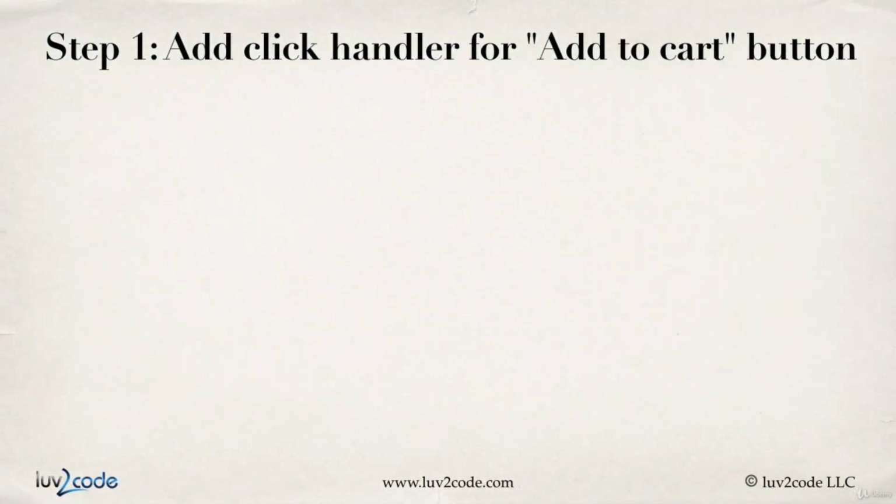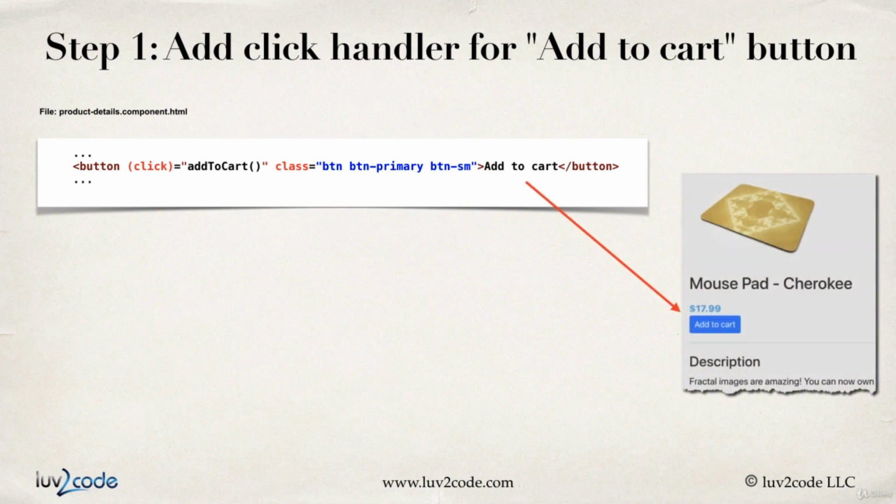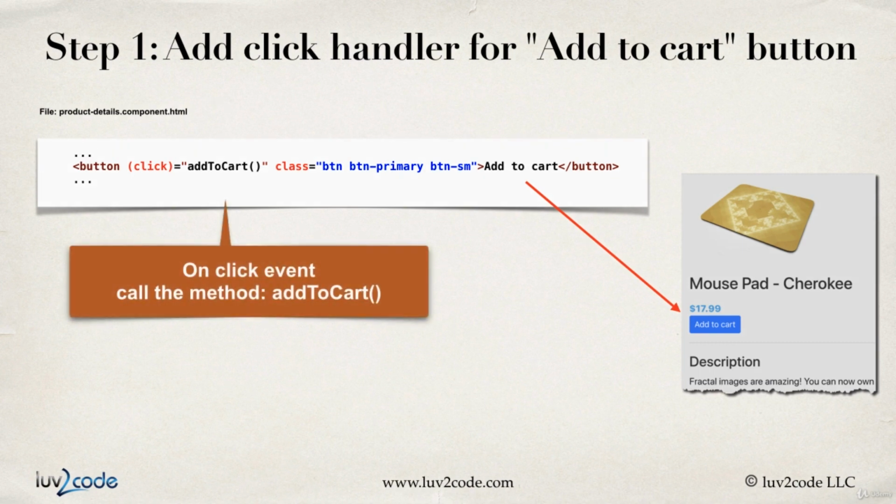So step one is adding a click handler for the add to cart button. On our product-details.component.html page, we have a button here, add to cart, and that's the item that we'll see on the screen. And then we'll add this on click event. So we'll actually call the method addToCart when the user clicks on that given button.